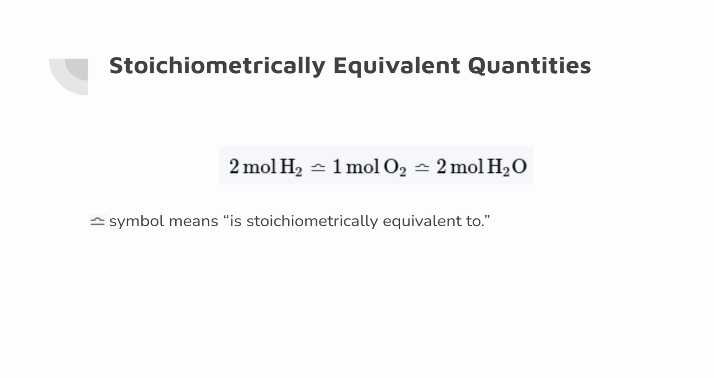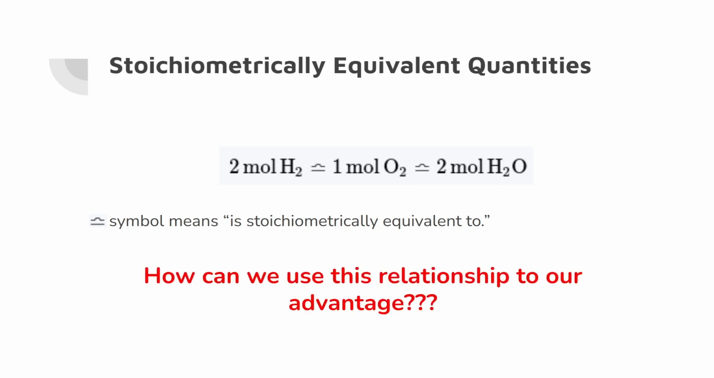So when our chemical equations are balanced, we create these relationships called stoichiometrically equivalent quantities, which is basically saying that in the formation of H2O, 2 moles of hydrogen gas is stoichiometrically equivalent to 1 mole of oxygen gas, which is equivalent to 2 moles of water. And that's what this symbol means. This symbol right here means that it's stoichiometrically equivalent to. So these 2 moles of hydrogen are equal to these 2 moles of water, and vice versa, because in this reaction, that is always going to be the ratio. So how can we use this stoichiometric relationship to our advantage?